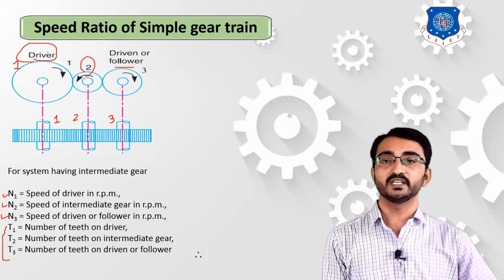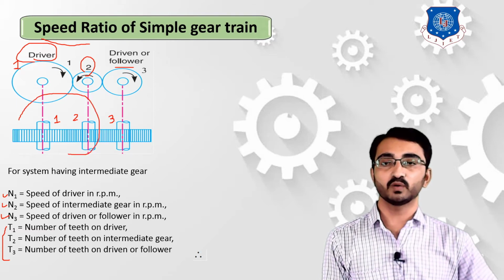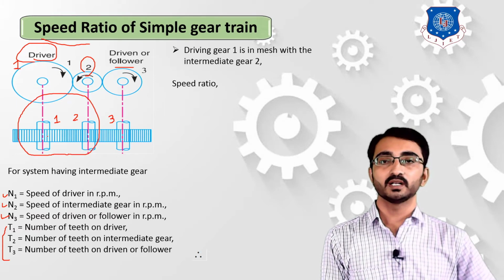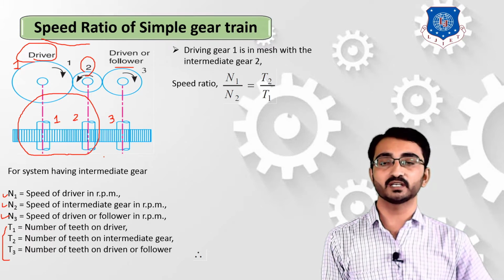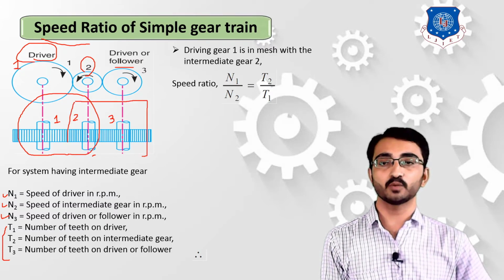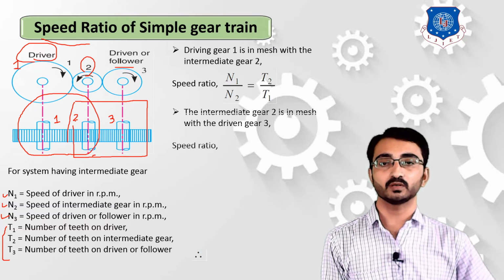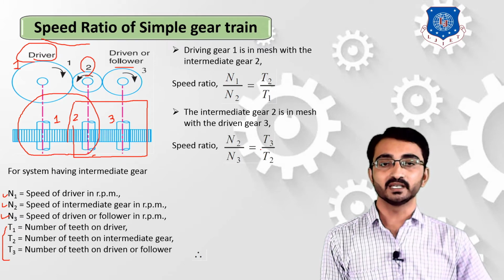For this assembly, if we want to derive the equation for the speed ratio, we can first consider the gear 1 and gear 2 assembly. As gear 1 is meshing with gear 2, the speed ratio can be written as N1 by N2 is equal to T2 by T1. Now, similarly, gear 2 is in contact with gear 3, so we can consider another assembly, the combination of gear 2 and gear 3. In that case we can write N2 by N3 is equal to T3 by T2.